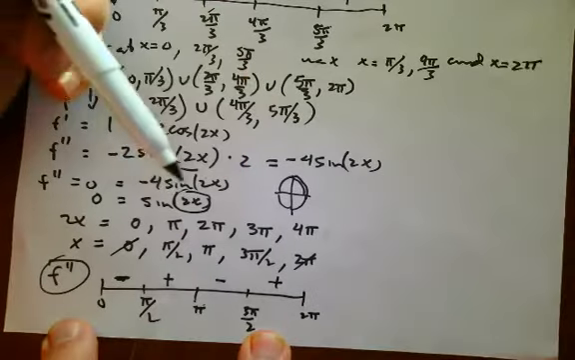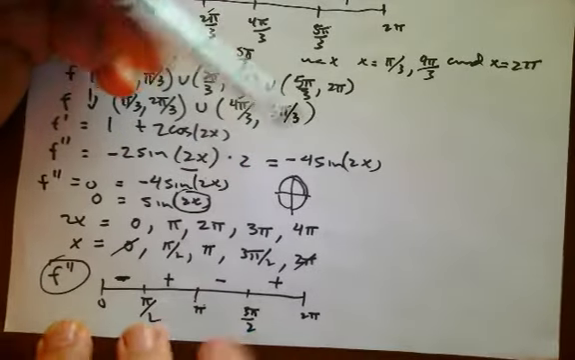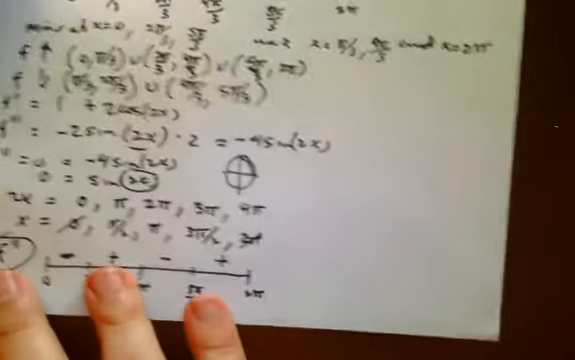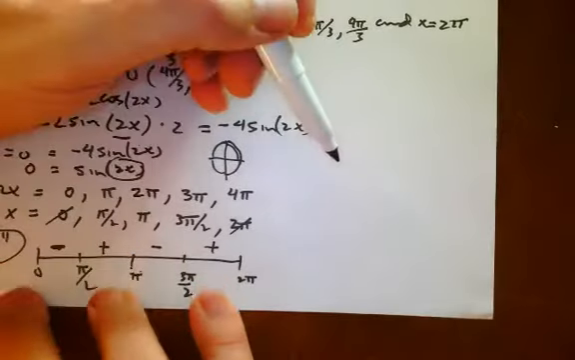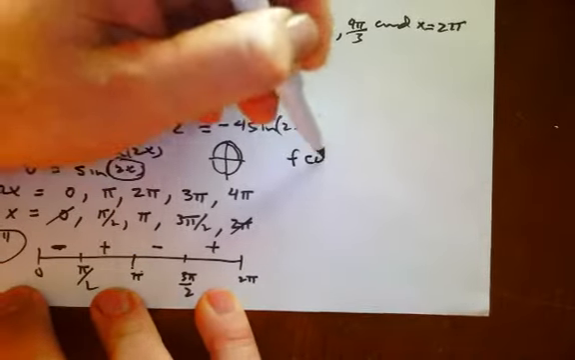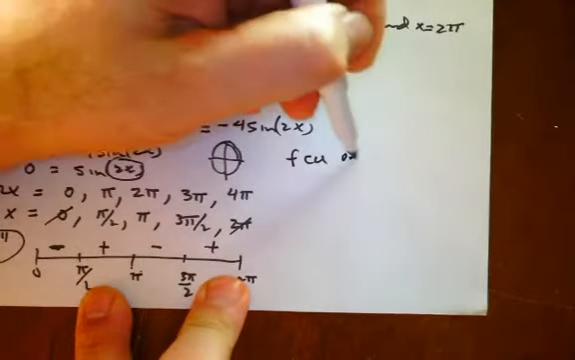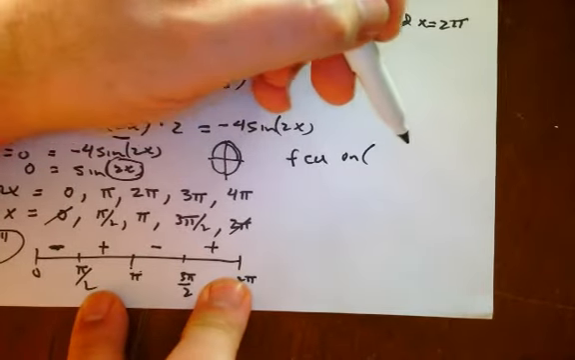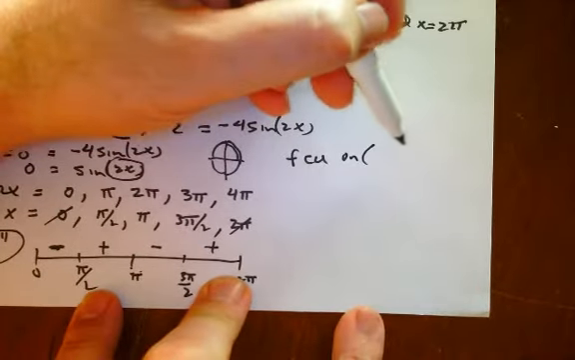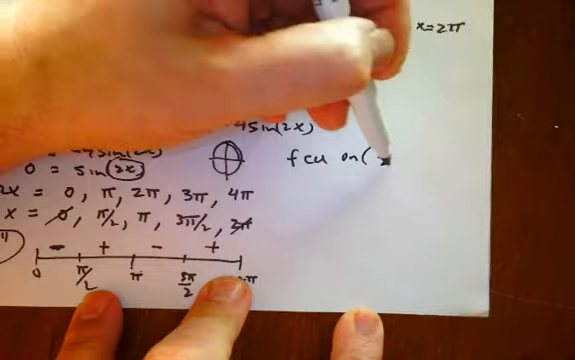And then finally, something between 3 pi over 2 and 2 pi. I'm going to plug in 7 pi over 4. 7 pi over 4 times 2 would be 7 pi over 2, which we said earlier looks like 3 pi over 2. The sine of 3 pi over 2 is negative 1. Negative 1 times negative 4 is positive.